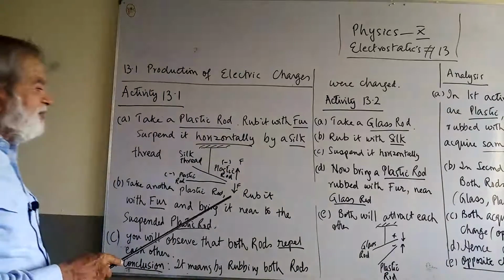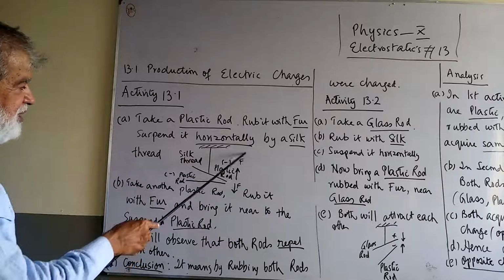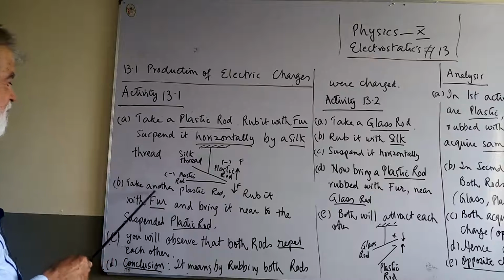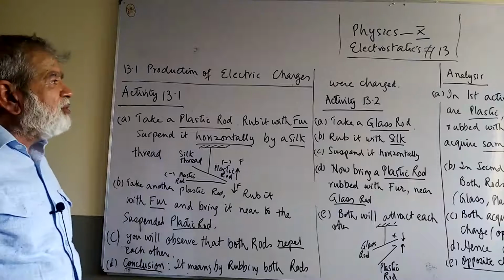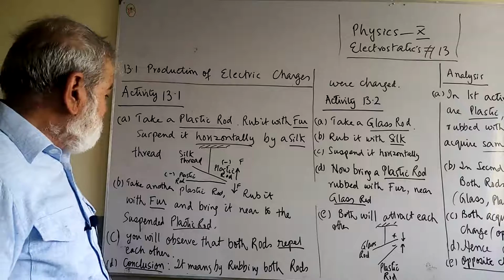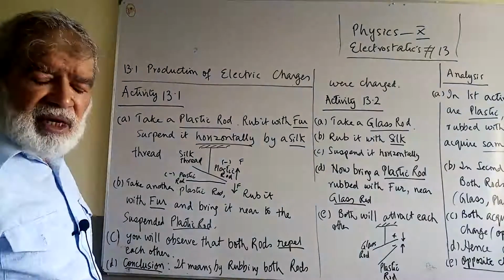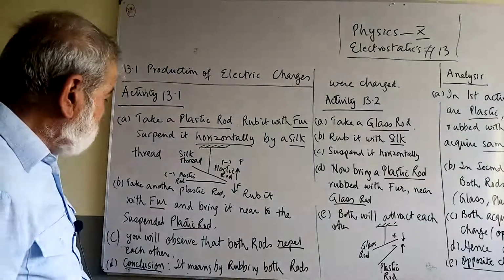What happens is repulsion takes place. A force of repulsion acts on this rod in this direction and on the other rod in this direction. You will observe that both the rods repel each other. What conclusion do you draw? It means that by rubbing both rods, they got charged, and they had the same kind of charge. That is why repulsion took place.